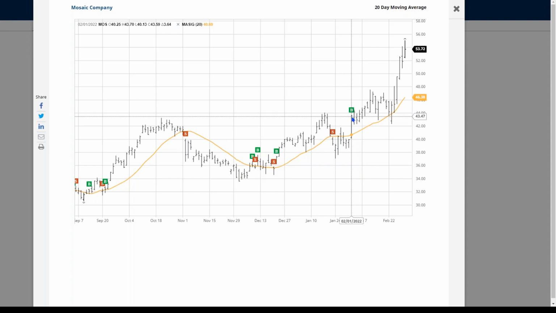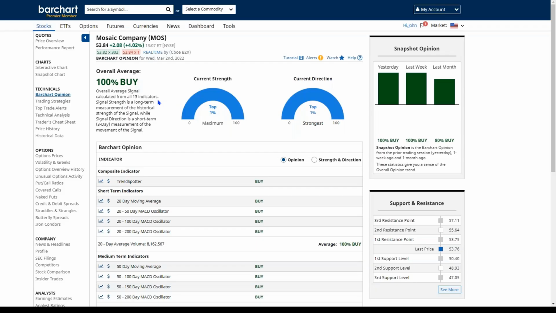And as long as price stays above or closes above the 20-day moving average, then that will continue to be a buy signal. If price closes below the 20-day moving average, then that would generate a sell signal, or in other words, a sell opinion. The other part of this page is it breaks down each one of the different indicators in terms of a signal strength, which is over a longer historical period, and a signal direction, which is over a shorter period.